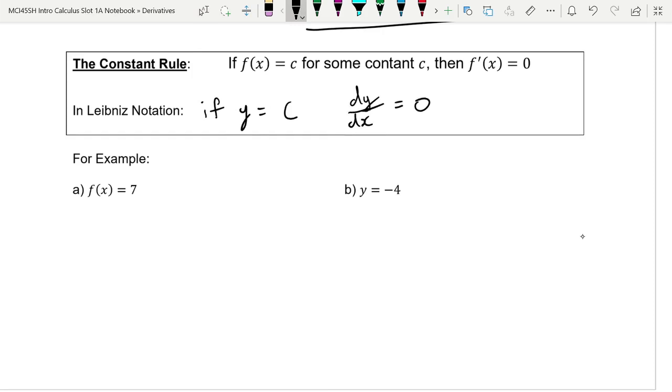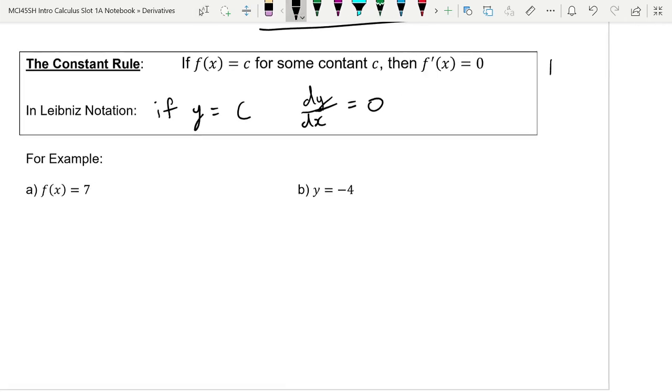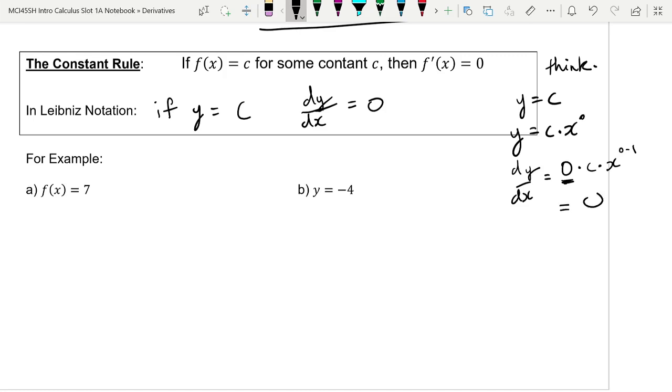And another way you could kind of show that that's true, I'll say think, y is equal to c is the same thing as saying y is equal to c times x to the 0, right? So if you want to use your power rule on that, dy by dx would equal 0 times c times x to the 0 minus 1. Well, it doesn't really matter what x to the 0 minus 1 is, because if you're timesing by 0, the whole thing is 0.